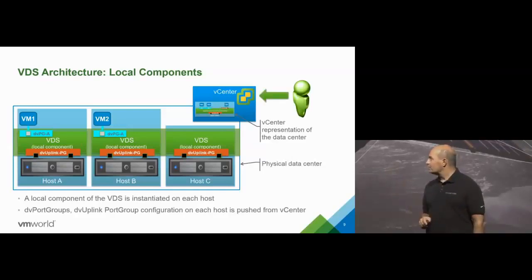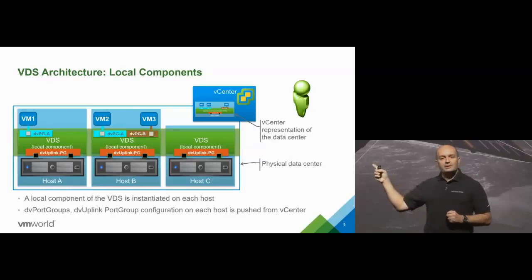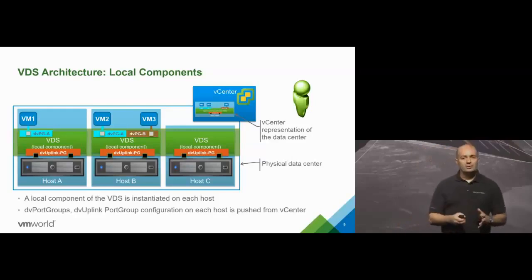If I had another virtual machine in a different DV port group, it will be instantiated on the host where it is needed. Another interesting aspect of the vDS is that because it automates the configuration of those local components, you don't waste resources on the hosts that don't require this DV port group B, for example, right? This is something you could have done manually with the VSS, and again, the vDS is doing it automatically for you.